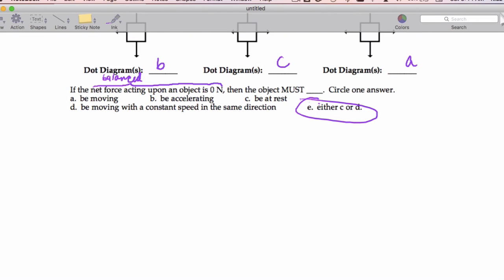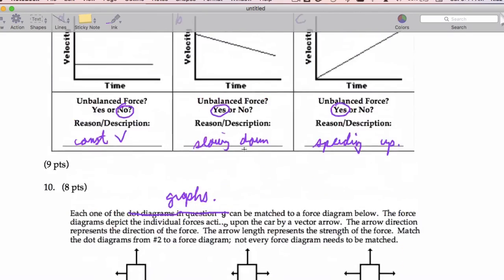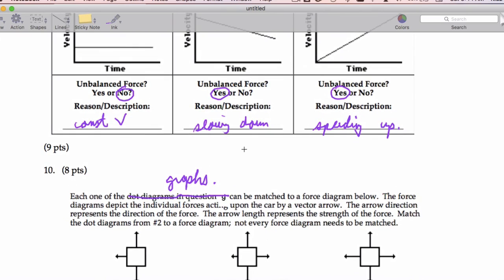All right, so that's our first page of force questions. We're going to move on to question 11 in the next video.